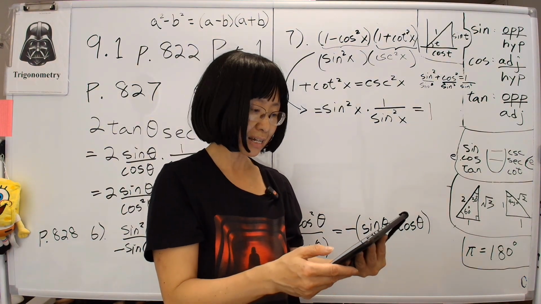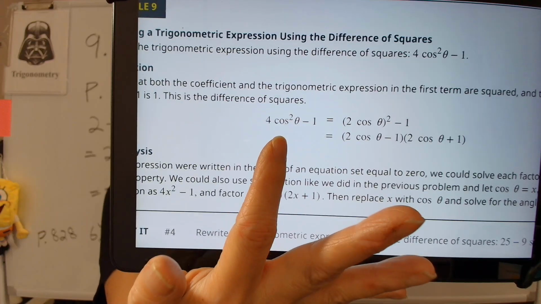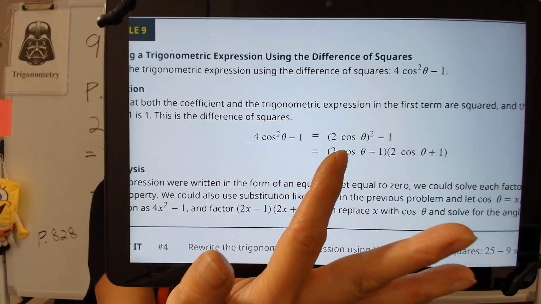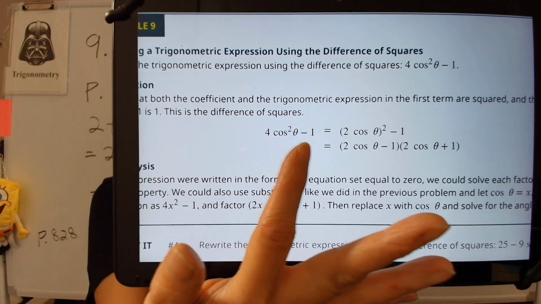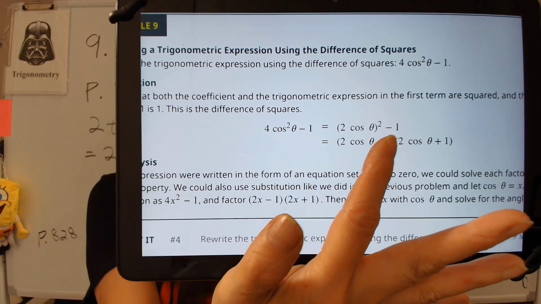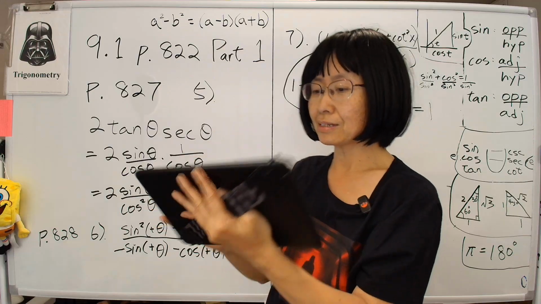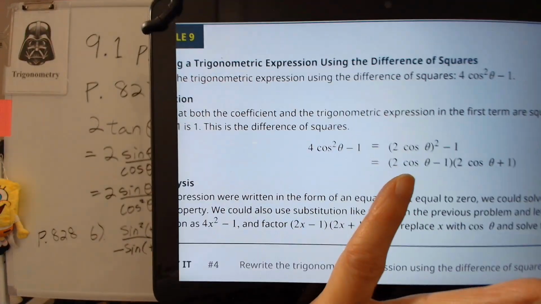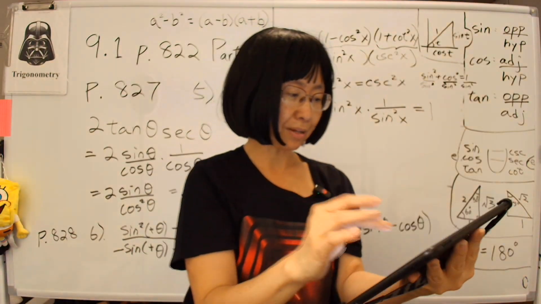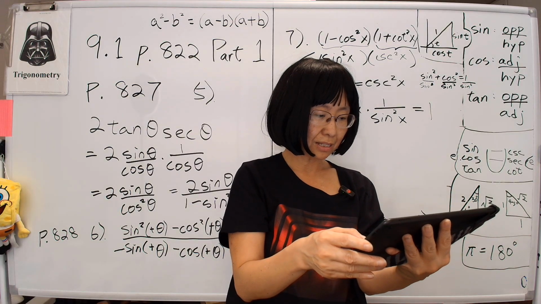Okay, that's example 8. Example 9, the same thing. If we have some situation where we have 4 cosine squared theta minus 1, that is a difference of squares, because this is a perfect square. This is 2 cosine theta squared, the 4 cosine squared theta. And then 1 is also a perfect square. So then we follow this formula right here, and we'll be able to write it as a difference of squares. So it's the minus 1 and then the plus 1. And that's about it. That's example 9.